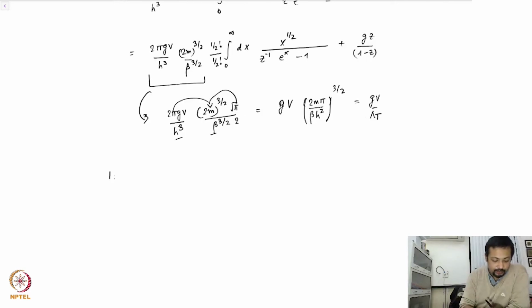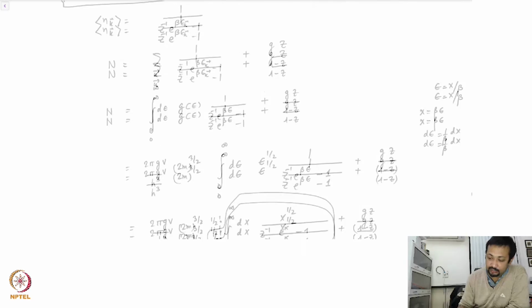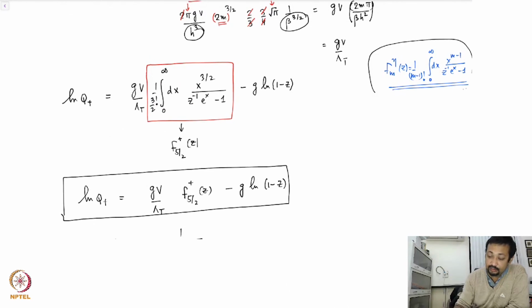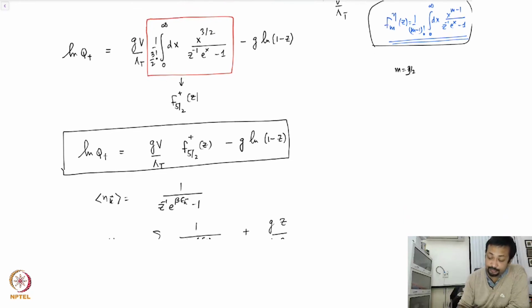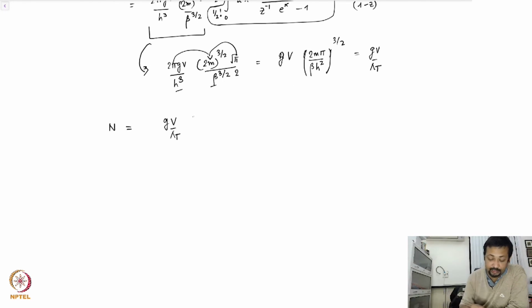So this total particle number then becomes gV over lambda t, and this integral is very familiar to me, in the sense I know that we use this for m equal to 3/2, and therefore I have f of 3/2 plus of z, plus g z over 1 minus z.